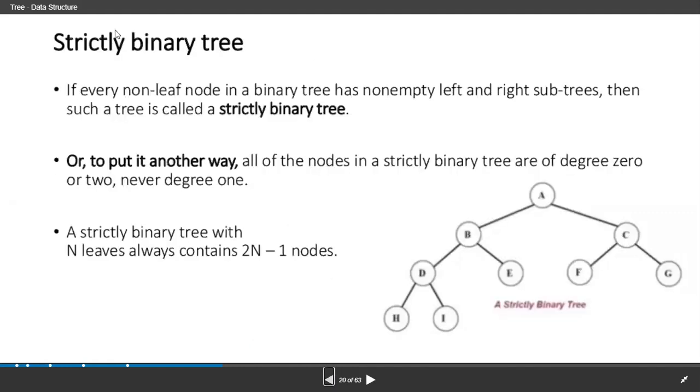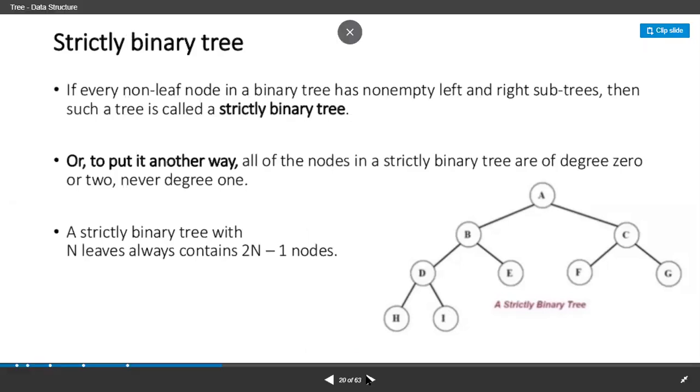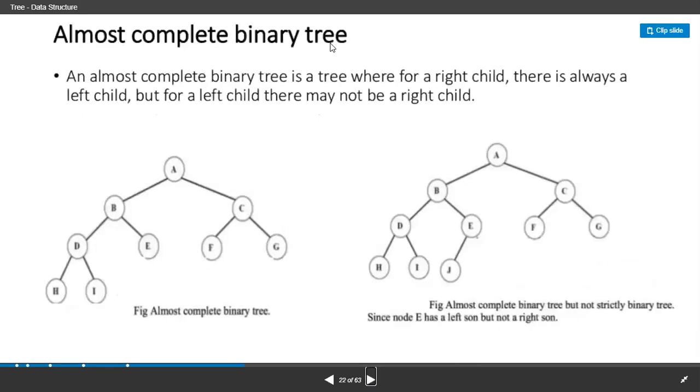In the strict binary tree, you have an option. Okay, you can have 2 children or you can have 0 children. So this is why it's called strict. The rules are strict, that either 2 children or 0 children. And in almost complete binary tree, basically you are not following any of this rule.